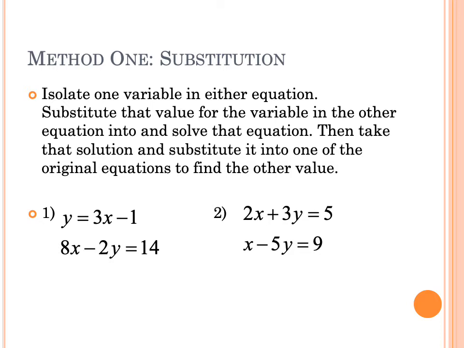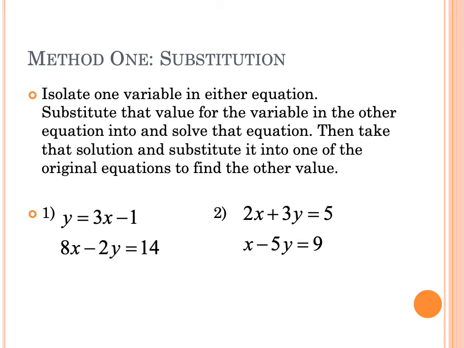So for this first one, we have two equations that we're going to accept as true, and we're going to use them to solve for what value of x and what value of y we could plug into these equations and would make them accurate. So for question one, we have y equals 3x minus 1 and 8x minus 2y equals 14. We want to know the ordered pair, the x and y values, that would work for both of these. And for the most part, it's just going to be one ordered pair that's going to work for them.